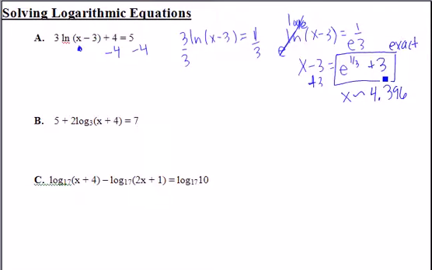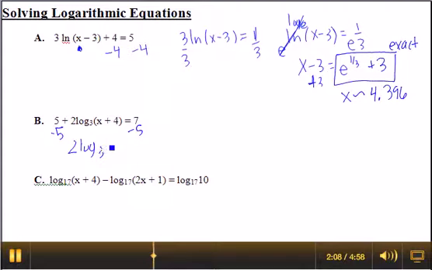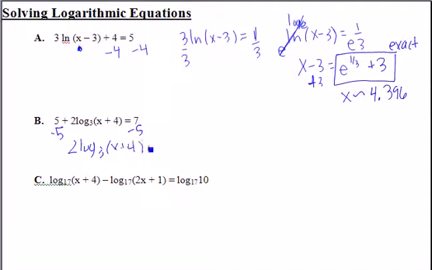Problem B, same idea, different base. Let's get that log by itself. So we're going to move the 5 to get log base 3 of x plus 4 equals 2. And now we're trying to get to x still. Let's get rid of this 2. So log base 3 of x plus 4 now equals 1.